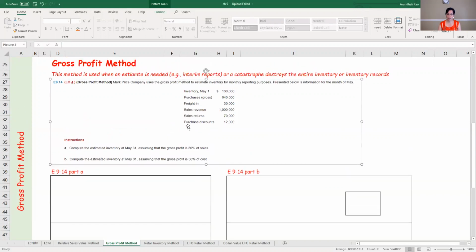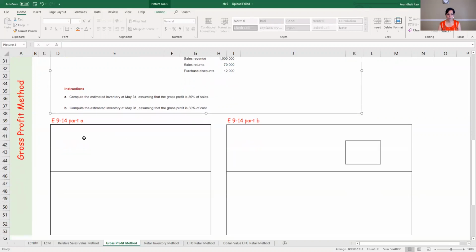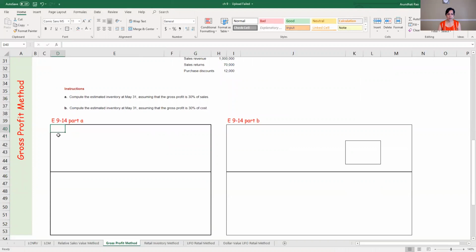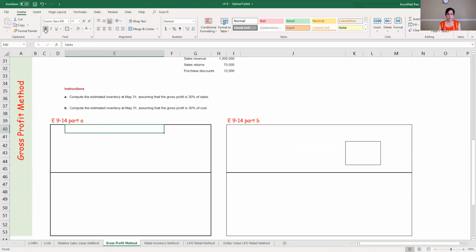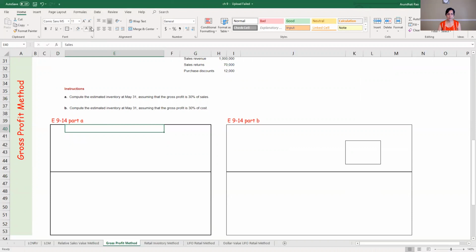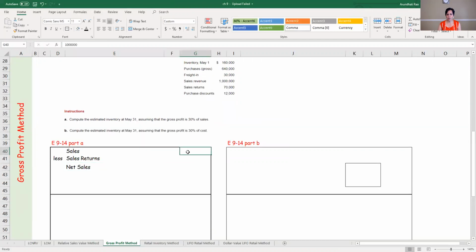So this information that has been given to me, I'm going to present it in two parts. So in the first part, I start out with sales. And in the income statement, the next item I will have is sales return to give me net sales. I have sales of $1 million. I have sales return of $70,000, leaving me with net sales of $930,000.